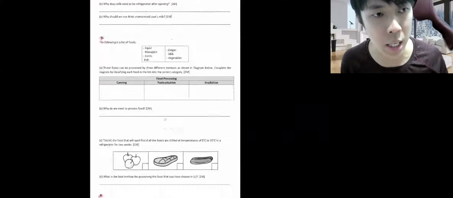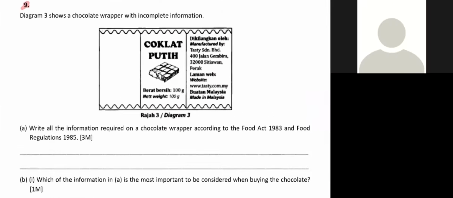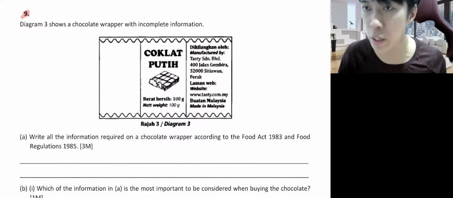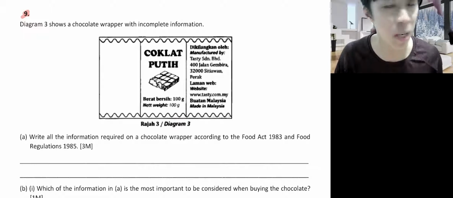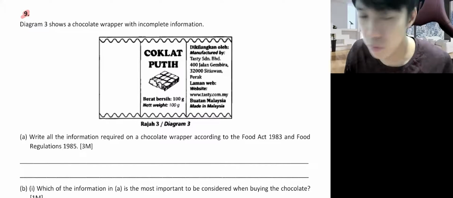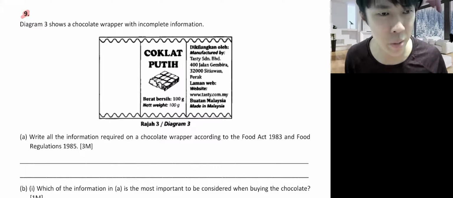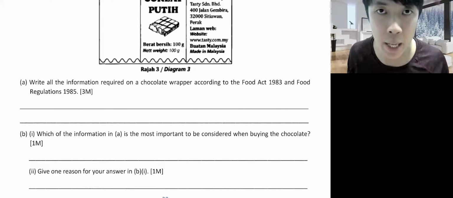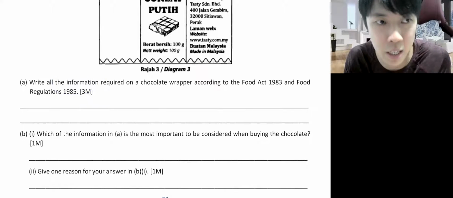So let's take a look at the labeling question. Page 20, question 9. Now we have a chocolate. Question number 1 asks for all the information. You can copy later, let's not waste time on that. Like name and address of the manufacturer, so please write all that down. All 5, I'm going to skip that.